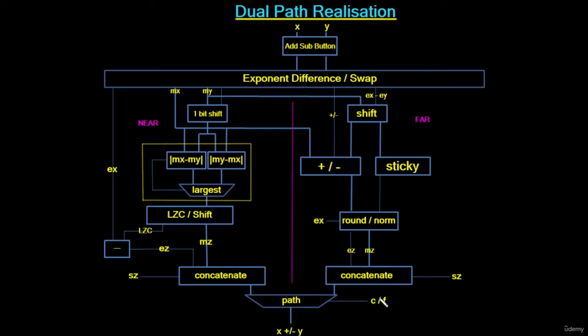Now sometimes you'll see it called the close path. The close path is just the near path, okay? So sometimes it's called close and sometimes it's called near.